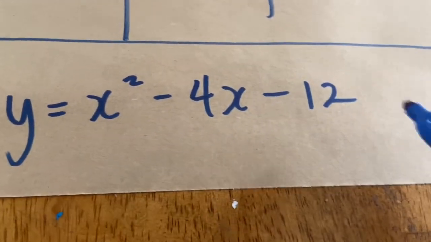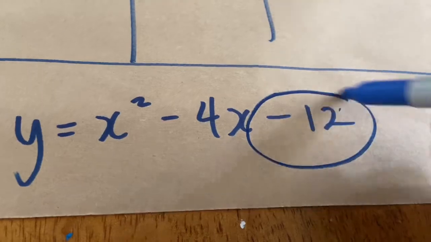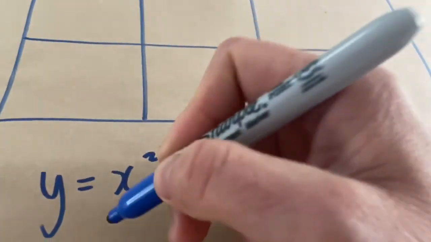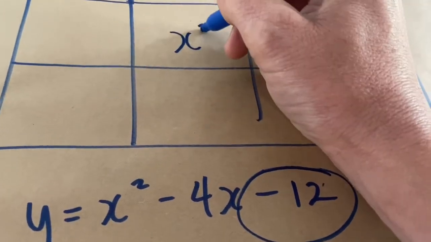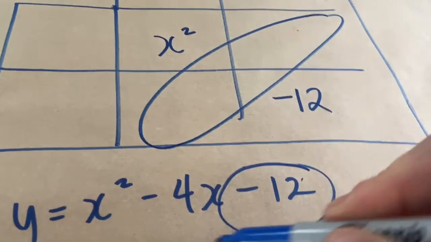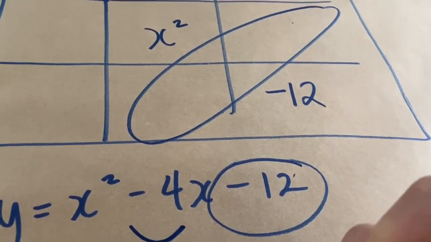And we know that when we have an equation in standard form, the number at the end is always going to go right here. We also know that the x squared part is going to go here. And we know that these two parts together need to give you the minus 4.